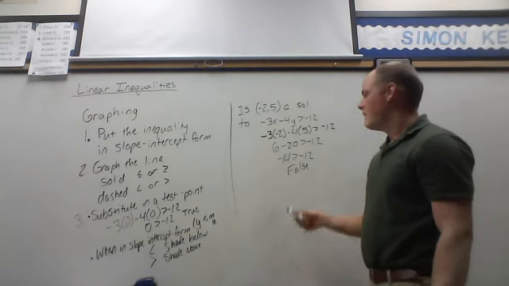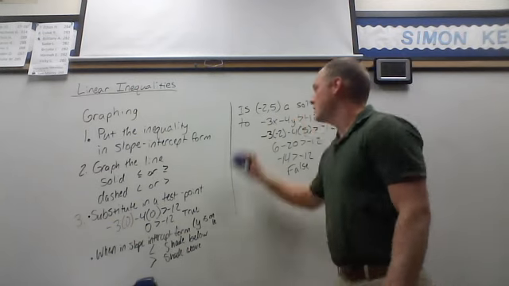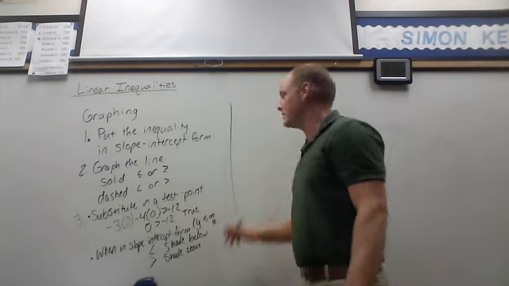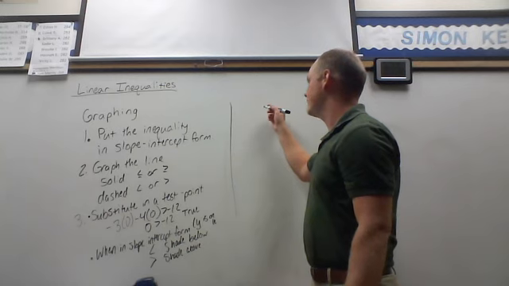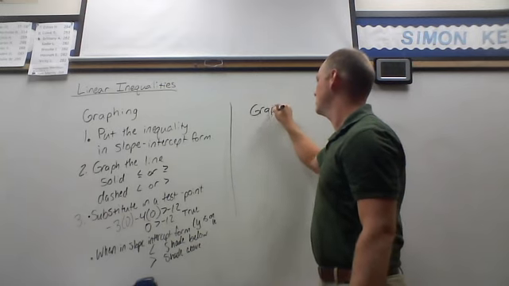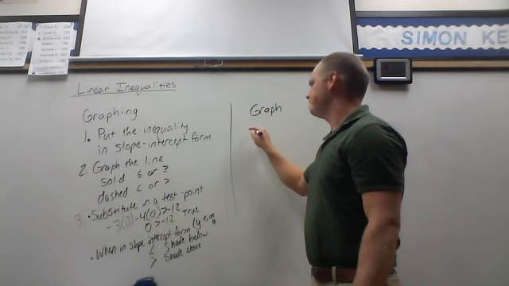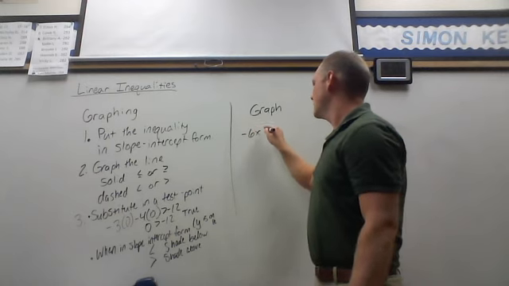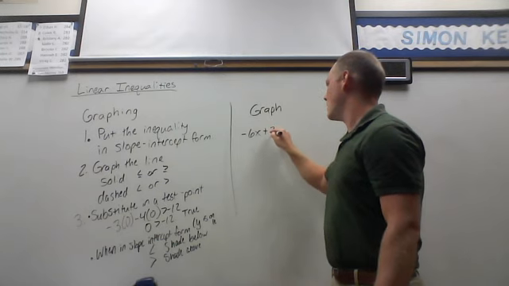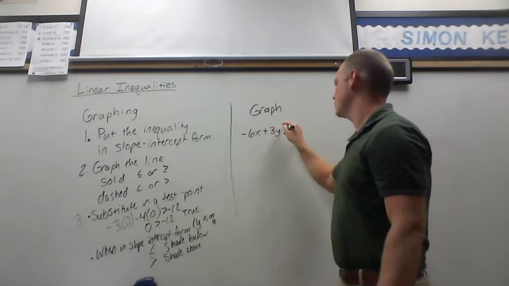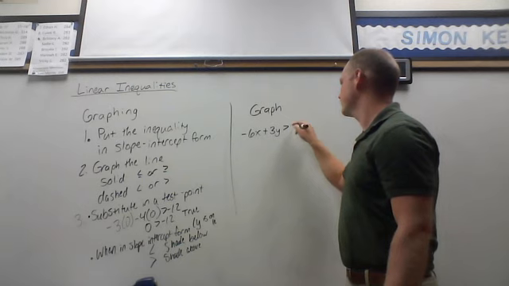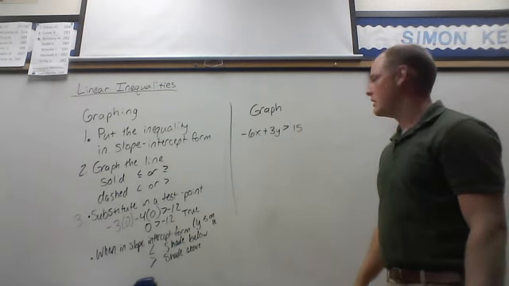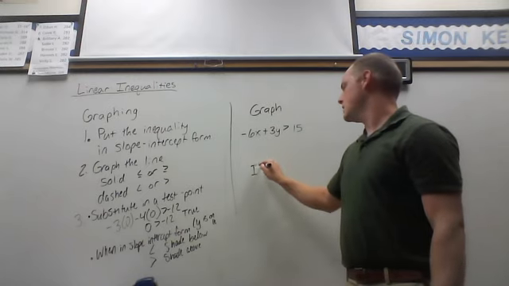Okay? That's all that I have for you today. Here's one I want you to try tonight, bring it in tomorrow, and then we will check it. So I want you to graph this inequality. I'm going to make it up off the top of my head. So -6x plus 3y is greater than 15. Graph that inequality.